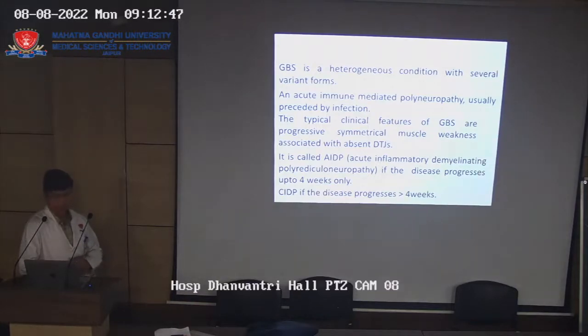GBS is also known as AIDP, that is acute inflammatory demyelinating polyradiculoneuropathy. It is called AIDP when the disease progresses for less than 4 weeks. So according to the duration of the illness, it is labeled as either AIDP or CIDP. AIDP is labeled when the disease progression is less than 4 weeks. When the disease progresses for more than 4 weeks, it is known as CIDP, that is chronic inflammatory demyelinating polyradiculoneuropathy.